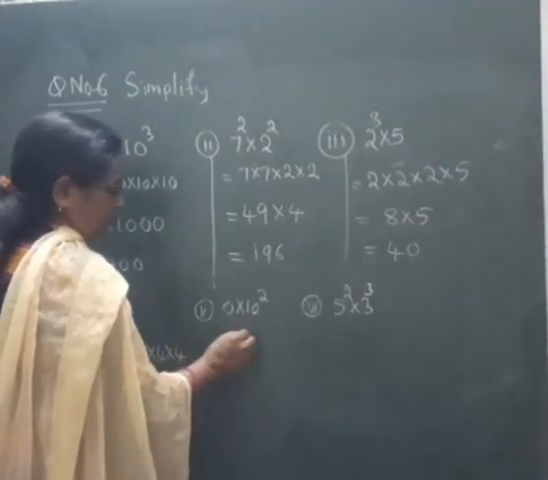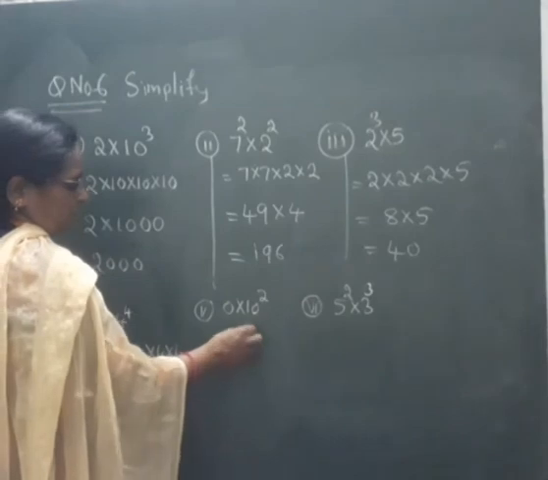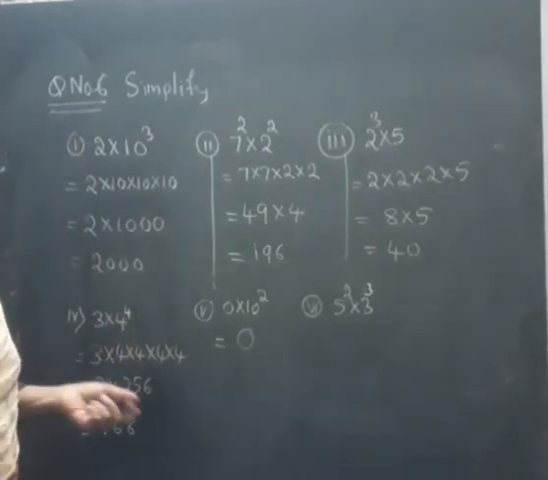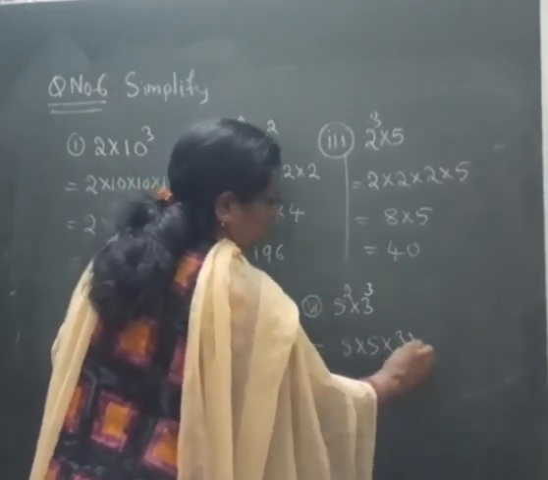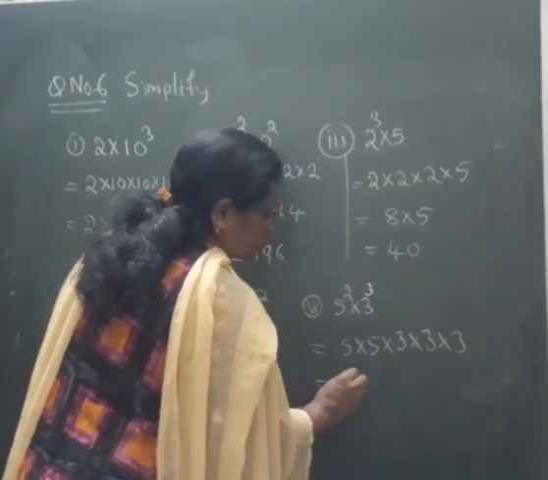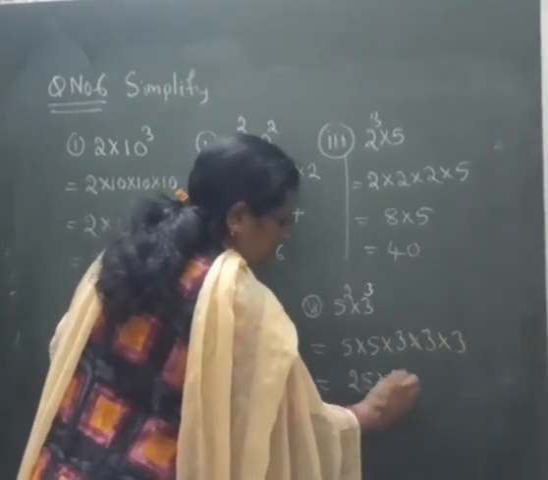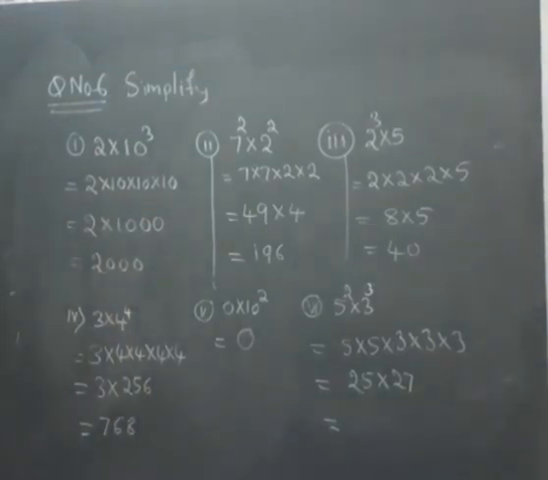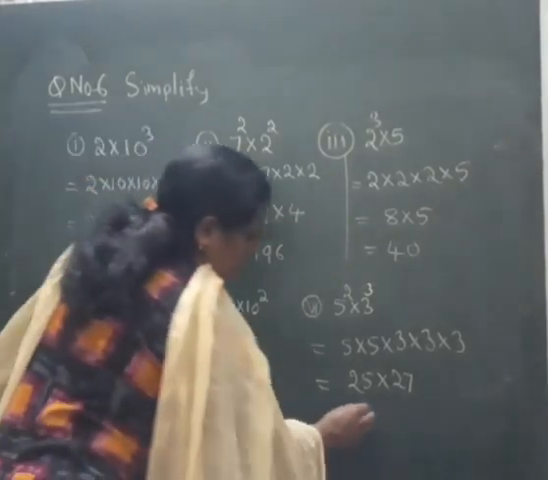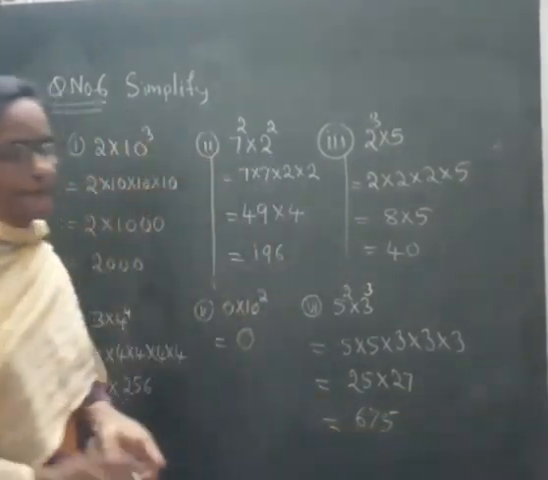Then the fifth one, 0 into any number is always 0. Don't simplify this because 0 into 100 is 0 only. Then this is equal to 5 into 5, 3 three times. 25 into 27. What is the answer of 25 into 27? We should multiply both the numbers. 675 is the answer. Right?